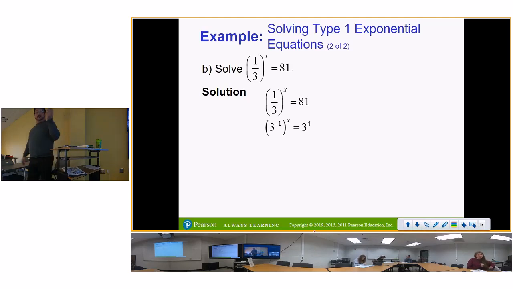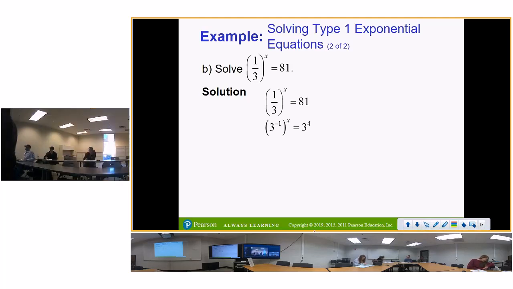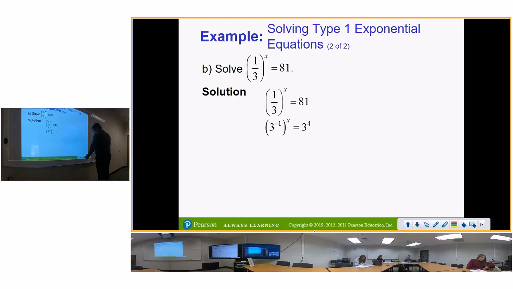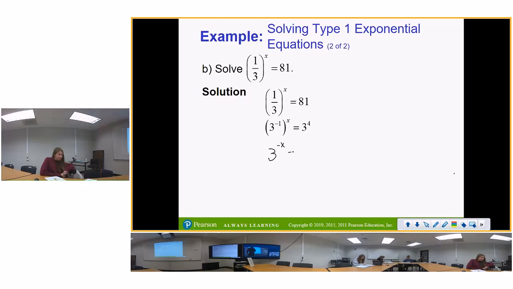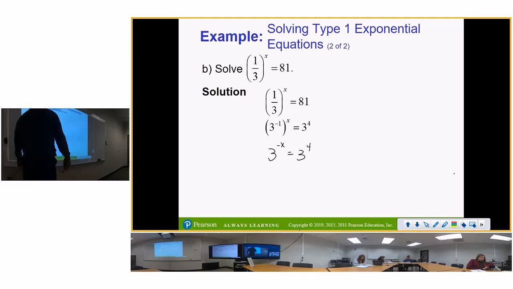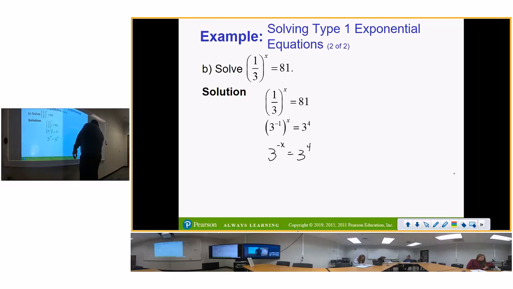All right, so what do we have? What happens when you do that power rule now? What are you going to get? Somebody tell me what you get. 3 to the what? The negative x power is equal to 3 to the what? 4. And now I'll take my handy dandy highlighter.